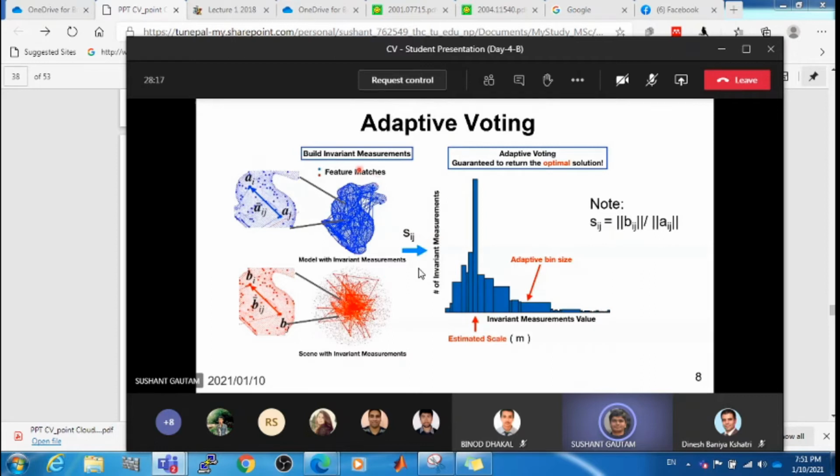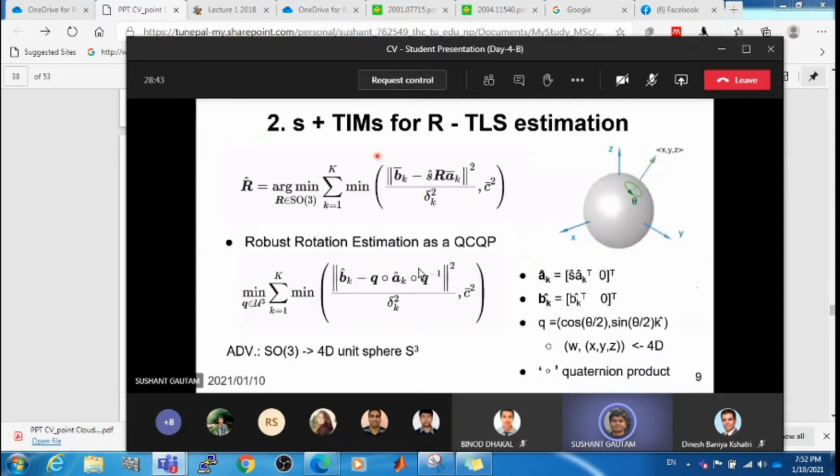You can visualize the whole process here. Distance of pairs i and j from both model and scene, this is A_ij and B_ij, are used to calculate S_ij. We had called it S_k for simplicity in the last slide. This is adaptive voting. There is adaptive voting done among such S_ks or S_ijs. The one with the highest vote among such S_ks is chosen as the optimal scale value S and is guaranteed as the optimal solution. Finally, we have the optimal value for S.